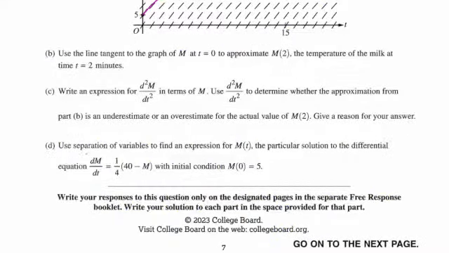Okay, last part, part D. Use separation of variables to find an expression for m of t, the particular solution to the differential equation dm dt equals 1/4 of 40 minus m, with initial condition m of 0 equals 5. When we have something like this in AP problems, I can say 90% of the time we should take all things to one side, like here, separation of variables. So I take all things related to m to the left side: dm over 40 minus m equals dt over 4.